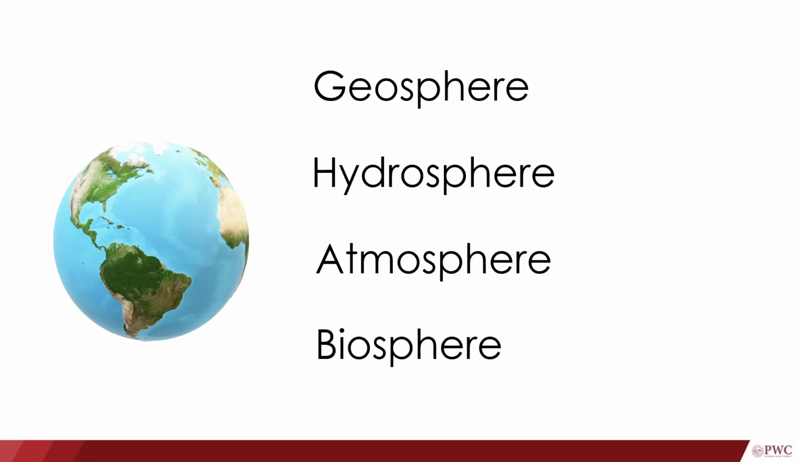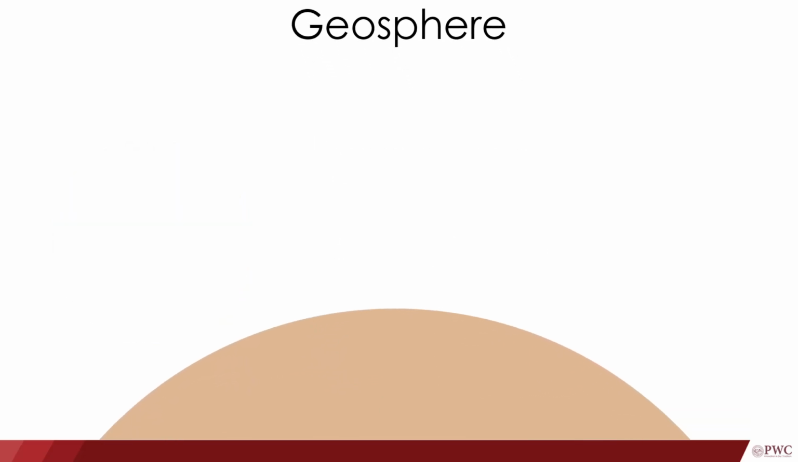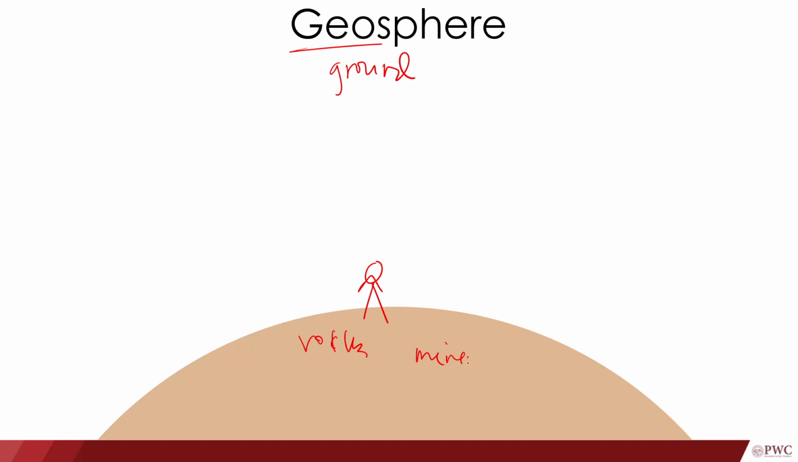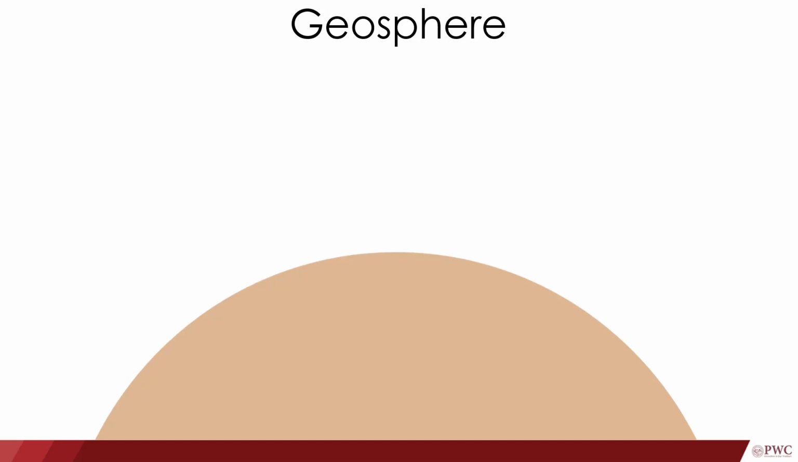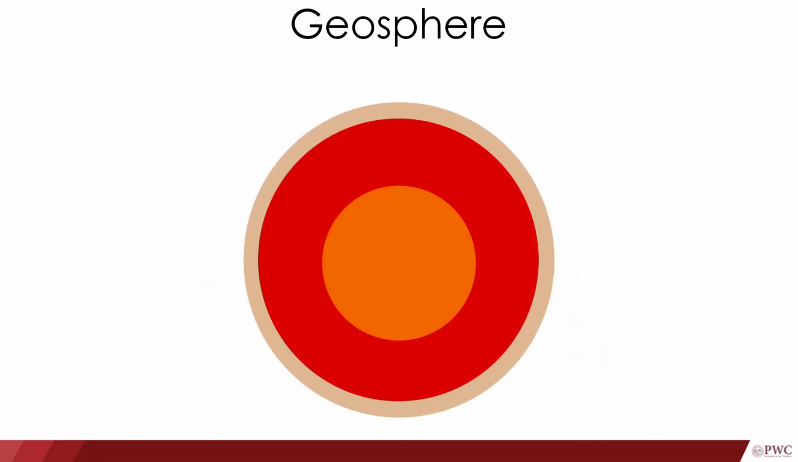Let's start with the biggest part, which is the geosphere. The word geo means the ground, and we are standing above the ground right now. So the ground is made up of rocks and minerals, and also the land has different forms. We have different landforms. We have mountains, volcanoes, hills, and other landforms. And also deep below the ground, it's made up of different layers.